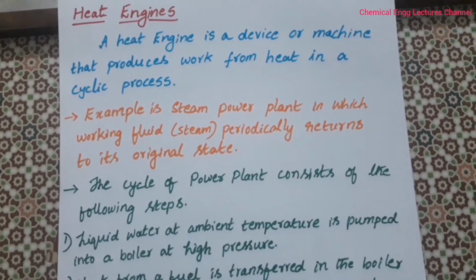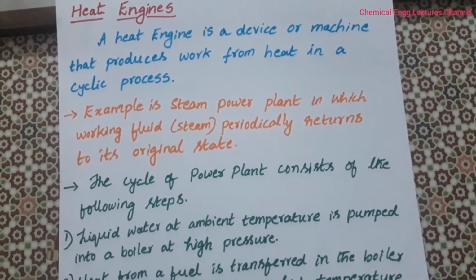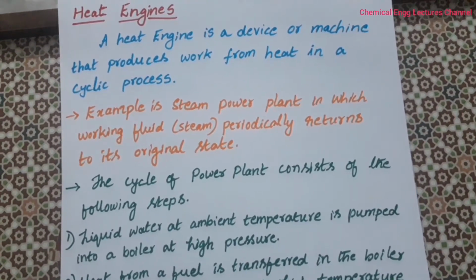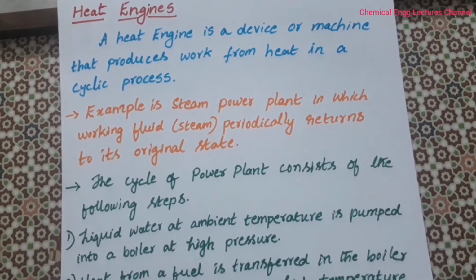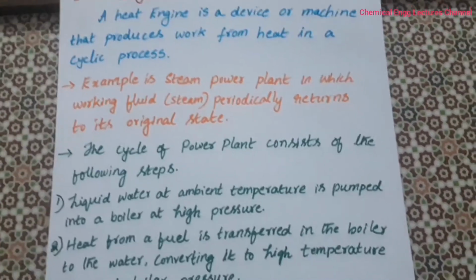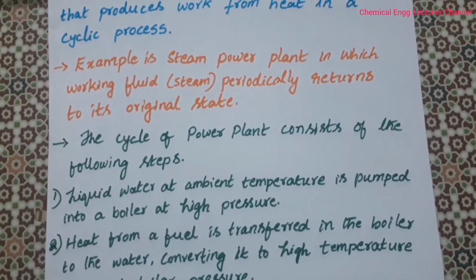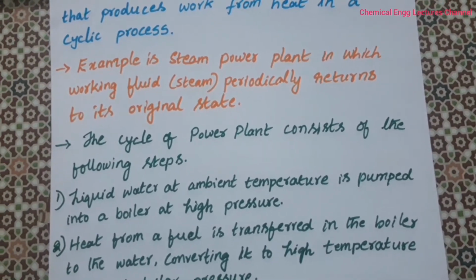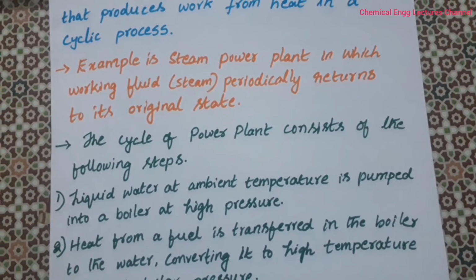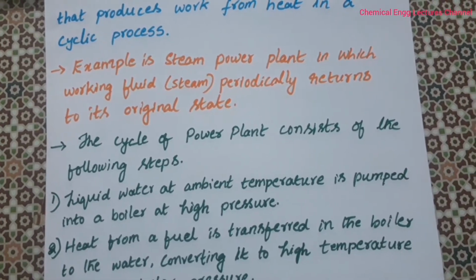Today the topic is heat engine. So we define the heat engine. The heat engine is a device or machine that produces work from heat in a cyclic process. So the heat engine example is steam power plant, in which the working fluid, that is the steam, periodically returns to its original state.